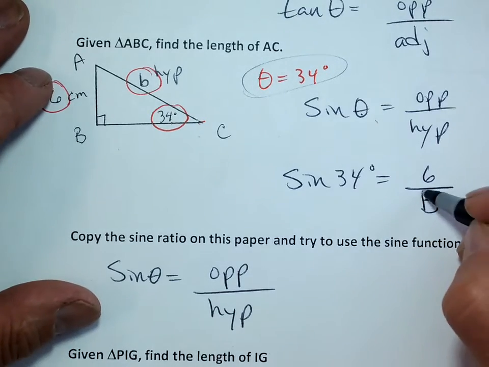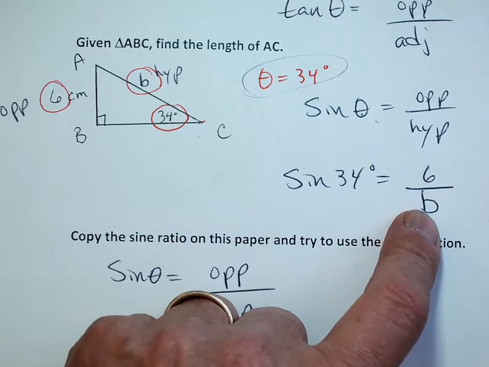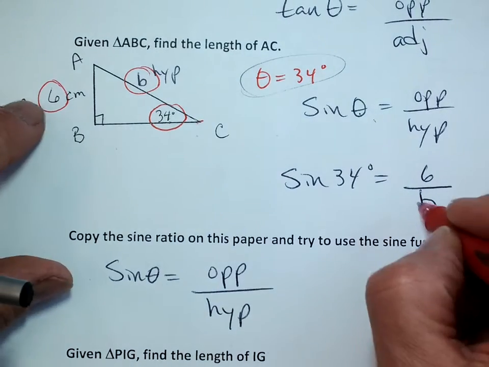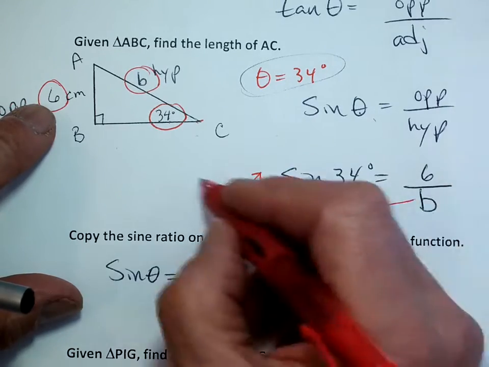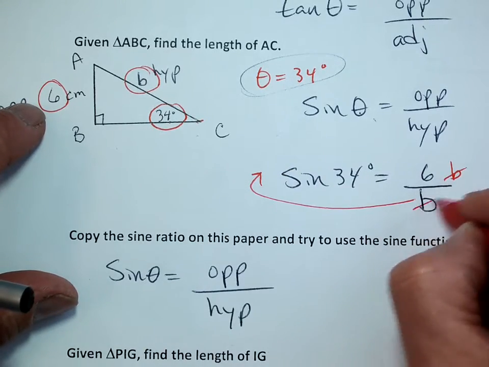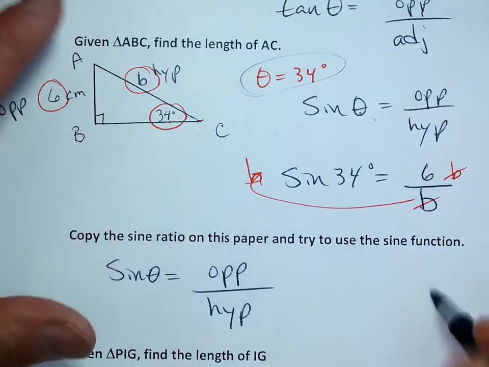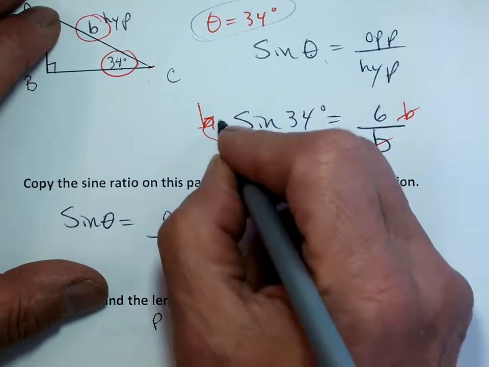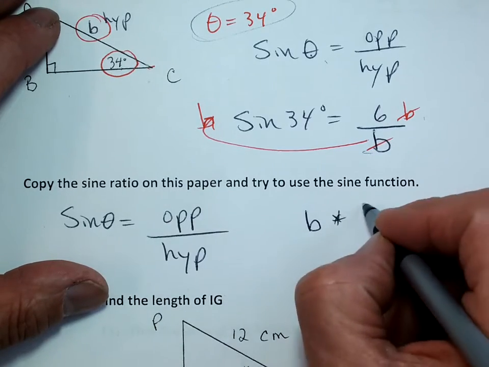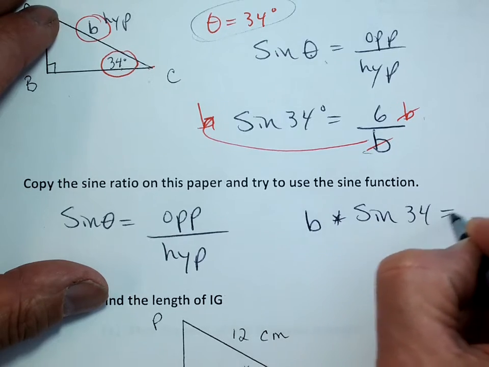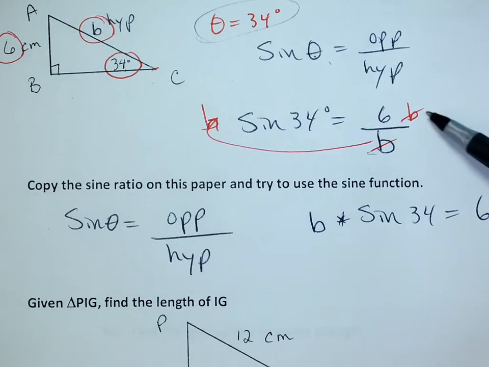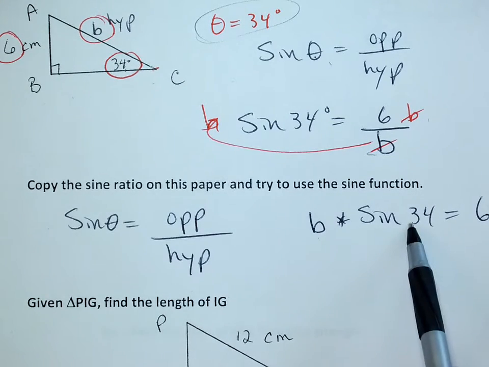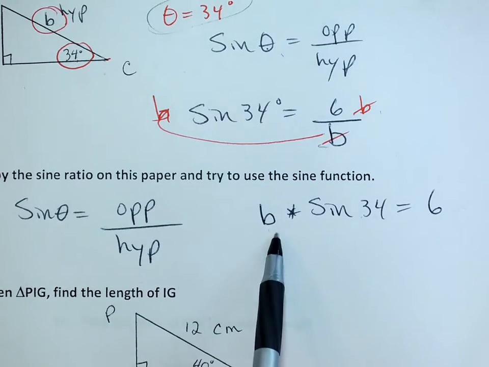Now, if the variable is on the bottom, we're still going to multiply it up, okay? So we're going to multiply both sides by B. So if I multiply up the B, times B, times B, then we're going to get B times the sine of 34 is equal to 6, okay? Just like we did yesterday. We multiply, but this time, we haven't solved for B yet, but this is B times the sine of 34. So to solve for B, we undo it.